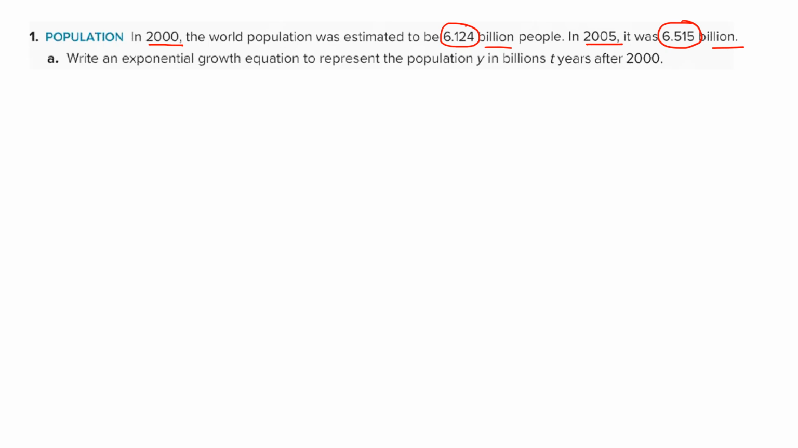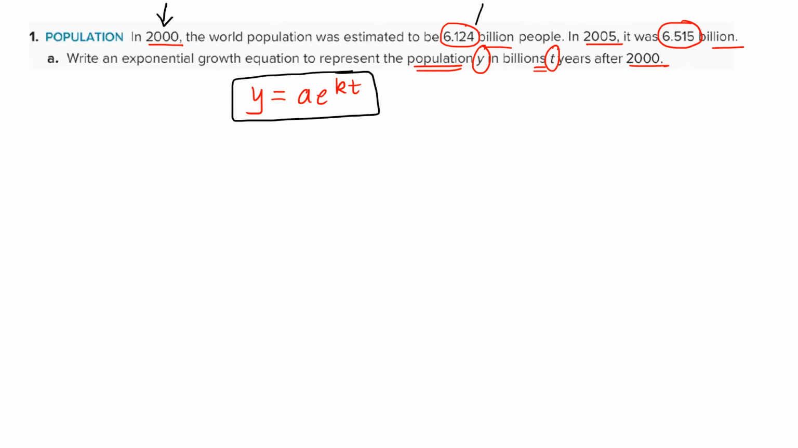In part A, we need to write an exponential growth equation to represent the population y in billions, t years after 2000. So there are going to be two variables, y, which is representing the population after t years. So y and t we have to retain as they are. Let's write the other variables. Now I will explain this equation quickly in case you have forgotten. Y is representing here in this question the population. A is the initial population. So initially we begin with the year 2000. So we are going to take our value of A, which is the initial population, as 6.124 billion.